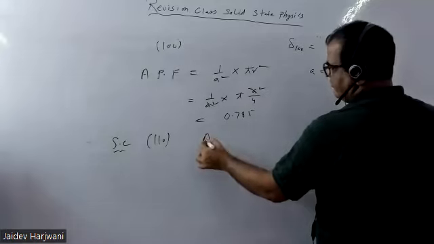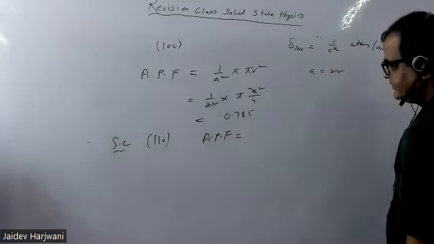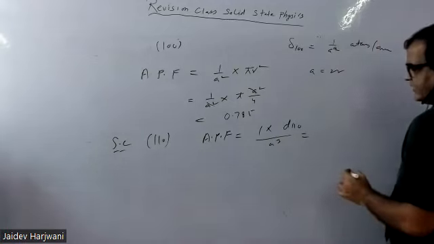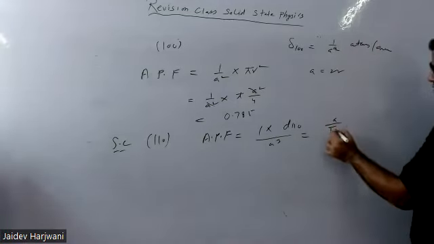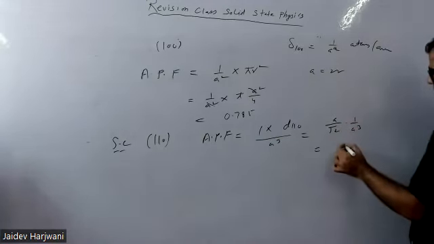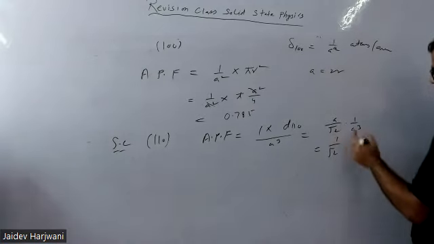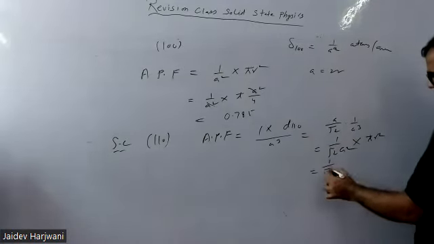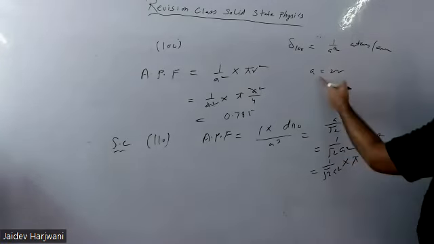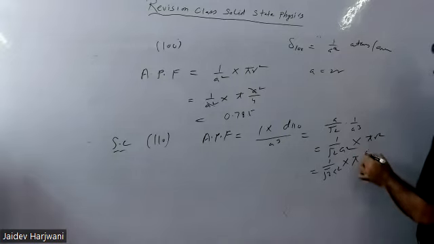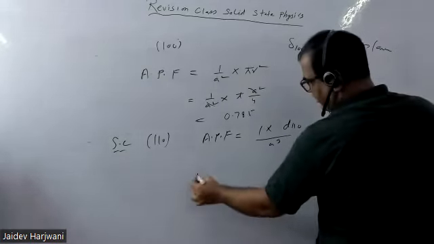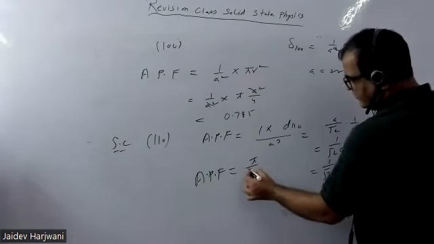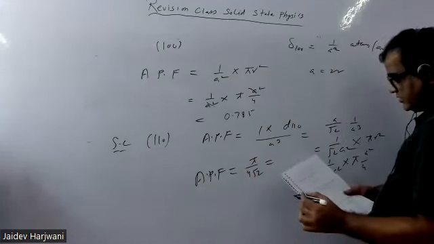If I calculate the atomic packing fraction for the 110 plane, the n effective is still 1. Now you're writing d110 by a cube. How much will come? Tell me. This will come a upon root 2 upon a cube. So this will give me 1 upon root 2 a square, and you multiply by pi r square. Again you have 1 upon root 2 a square, times pi r square, where r is a by 2, so a square upon 4. So this will give you the atomic packing fraction for the 110 plane. This should give you pi upon 4 root 2, and this comes out 0.56.